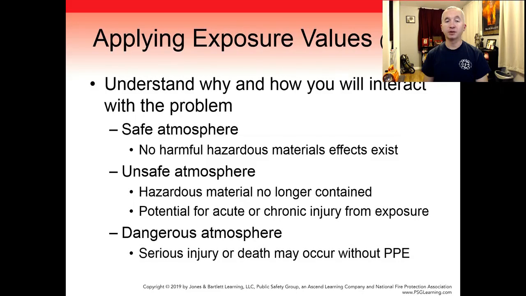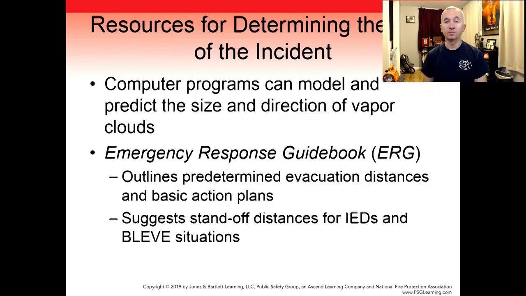A safe atmosphere is one where no harmful hazardous materials effects exist, so personnel can handle routine emergencies without donning specialized PPE. In an unsafe atmosphere, a hazardous material is no longer contained and has created an unsafe condition, and persons exposed to the material for long enough may experience some form of acute or chronic injury. In a dangerous atmosphere, serious irreversible injury or death may occur without any PPE.